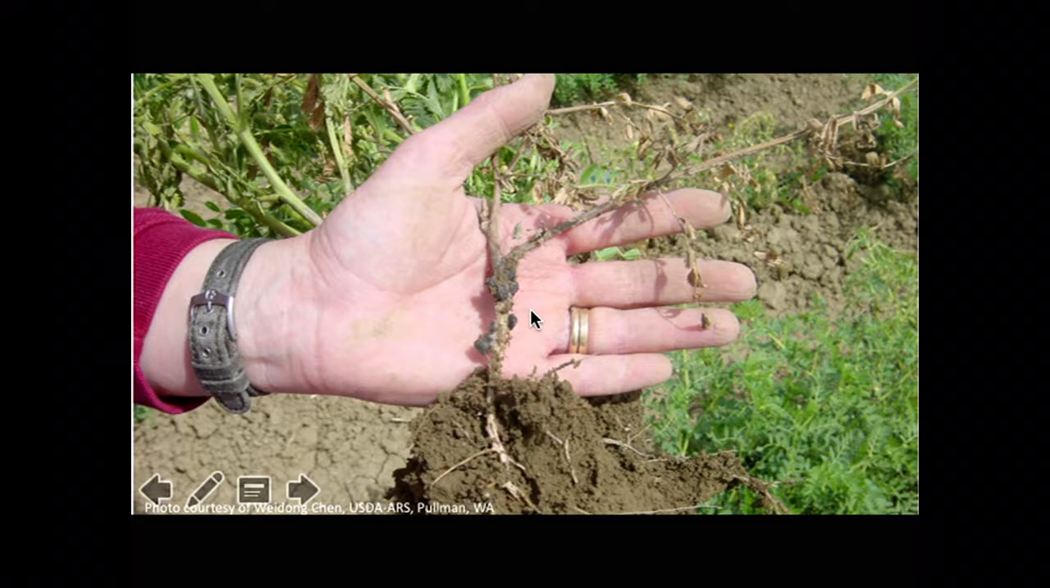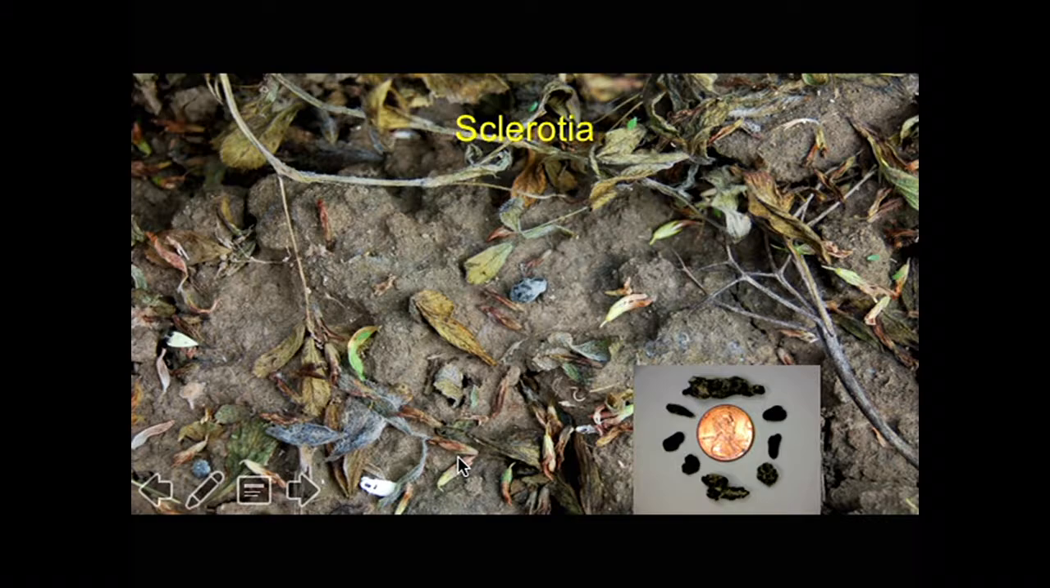So another picture, this is it colonizing. The white mold pathogen started colonizing this chickpea at the base, and then it started to move up and it killed the plant. And here you have these survival structures called the sclerotia that are growing on the outside. Those will fall back into the soil and be ready to infect again the next year.